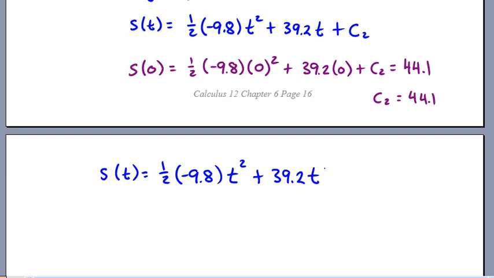39.2t. Now, if this was physics 11 or physics 12, we would just say, oh yeah, we're done. 1/2 at squared plus that v_i t, but that would be displacement. That would be d. If you actually want to know the true position, you have to put in a 44.1. So now we won't be talking about the movement, but we'll be talking about where it's actually located. We still haven't done their question, but it's close, right?